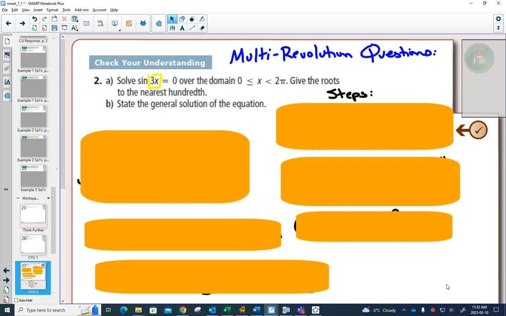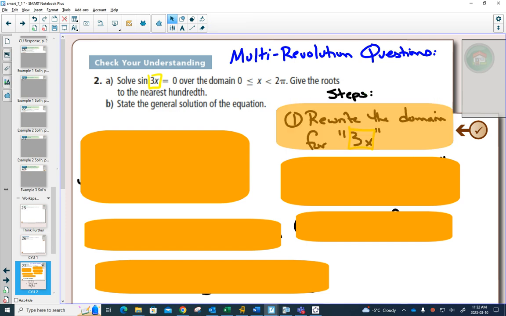The first thing we're going to do is write out the steps. How do we solve an equation when inside the function there's been horizontal stretch or compression? When there's something other than just an x. Up till now in Chapter 6, you always just had theta or just x inside. But now we're going to have a 3x or a 2x. So the steps are going to look like this.